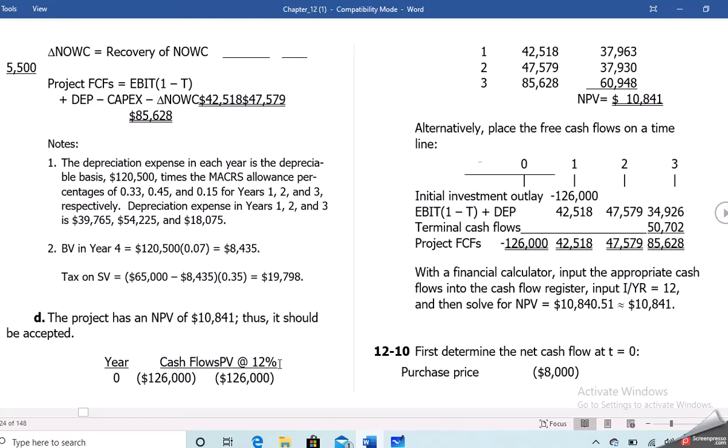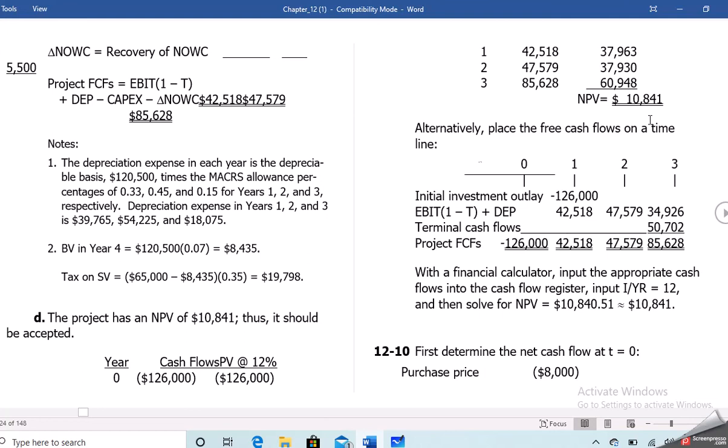So we would put that into our cash flow function and say what they've got here. Our cash flow for year 0 is the 126,000. Cash flow for year 1 is going to be the 42,518. Cash flow for year 2 is 47,579. Cash flow for year 3 is 85,628. We would put those into our cash flow function, come over to the net present value button, put in the cost of capital, which is 12%, and then we'd compute our net present value, and then we should get that same $10,841. So then that's what you want to be able to do.